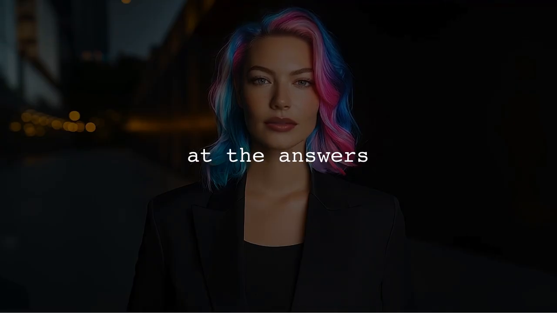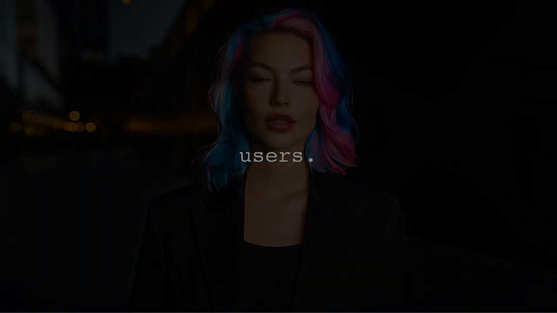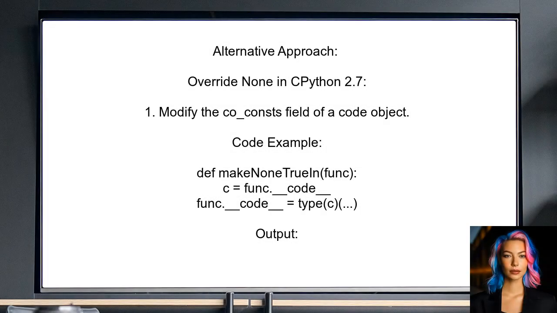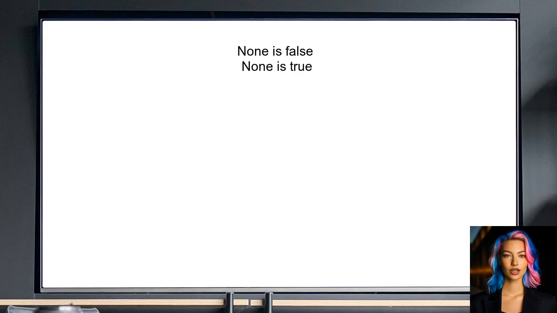Now, let's look at the answers provided by other users. One user shares an interesting workaround for overriding None in CPython 2.7. They explain that by manipulating the code object's constant entry, they can change how None behaves in a function.